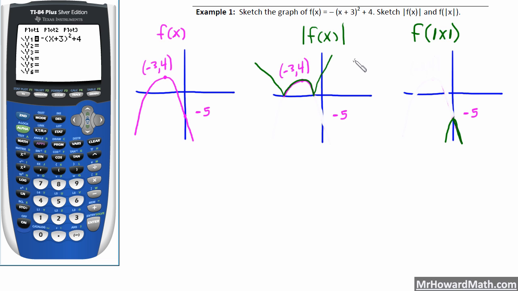I've put our original f of x here in y1, negative quantity x plus 3 squared plus 4. We graph that in a standard graphing window, and we get approximately what my sketch is here. It has a vertex at negative 3, 4 and a y-intercept at negative 5. That's our original. Now I'm going to show you how to put this reflection in.